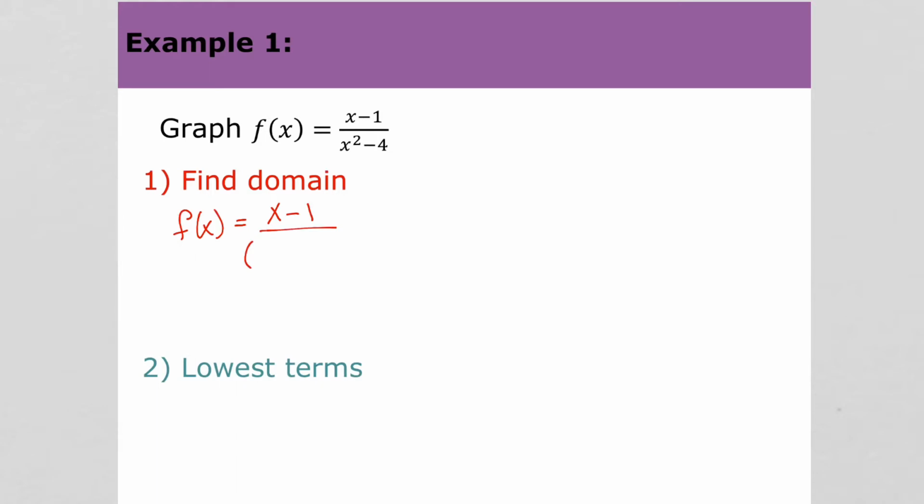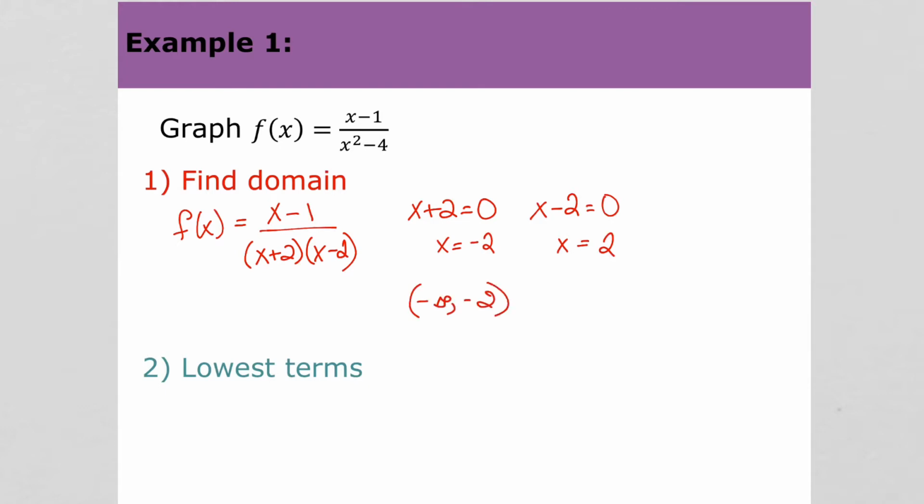On the bottom, it's going to factor to be x plus 2 times x minus 2, so nothing's going to cancel out. We'll take those on the bottom and set them both equal to 0. So we cannot use x equals negative 2 or positive 2. It's going to be asymptotes there. So the domain would be negative infinity to negative 2, not included, unioned with negative 2 to 2, not included, unioned with 2 to infinity.